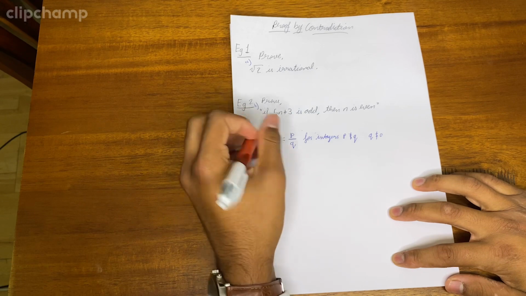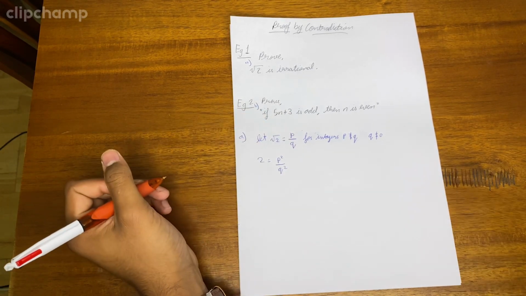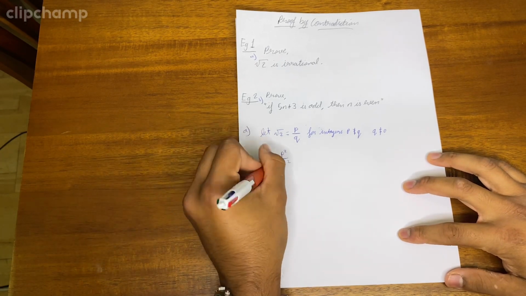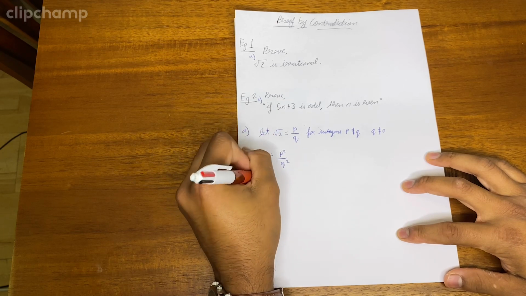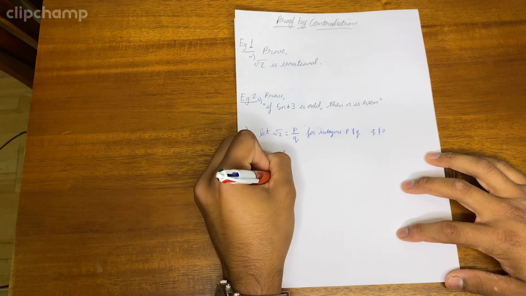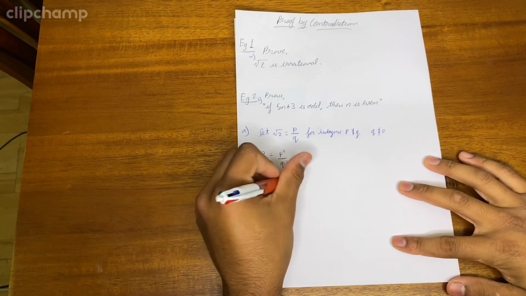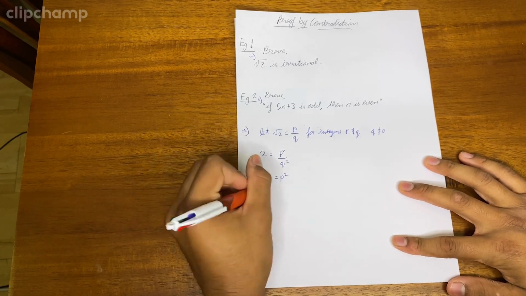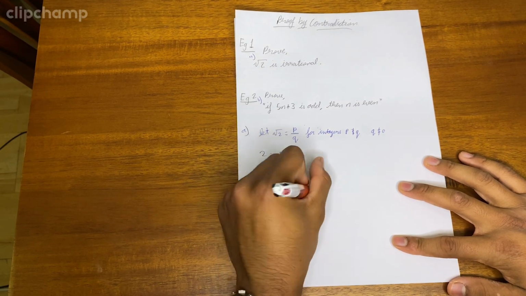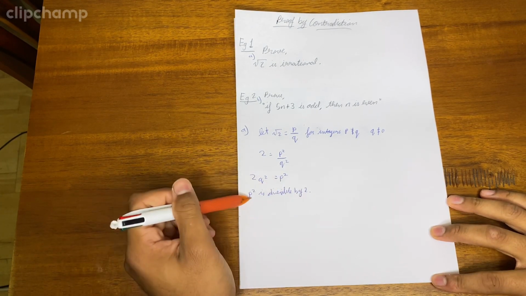Next step would be to square both sides, so 2 equals p squared upon q squared. Rearranging, we get 2q squared equals p squared. From this, we can figure out that p squared is divisible by 2. So if p squared is divisible by 2, then p is also divisible by 2.